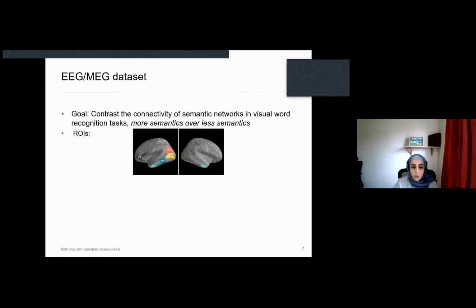We considered 6 ROIs, including left and right anterior temporal lobes, as two critical regions for semantic representation, inferior frontal gyrus and posterior temporal cortex as two important regions for semantic control. Visual area is the input of this network, and we also considered angular gyrus because there are a lot of arguments about the role of this region in the semantic network.